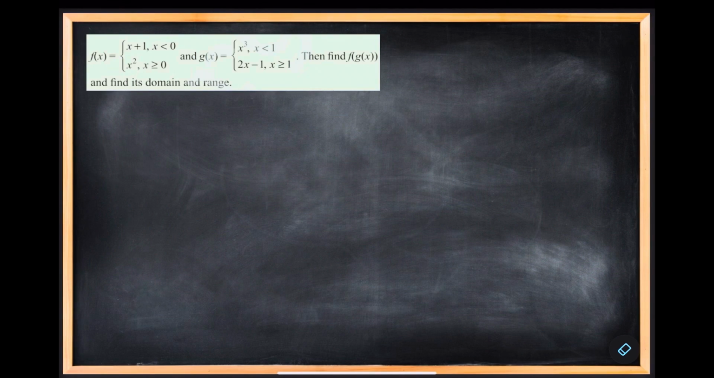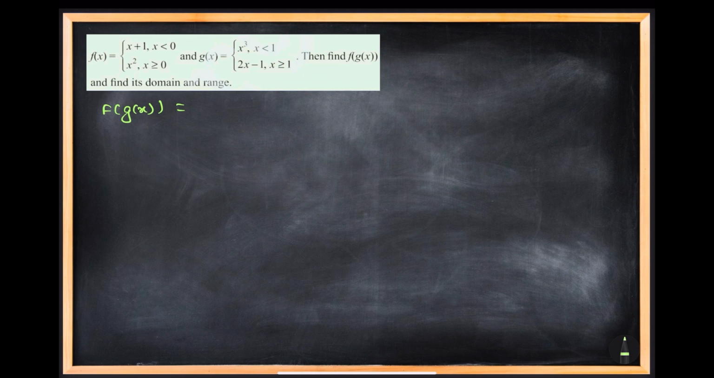Okay, so we got this situation to handle. f of x is this, g of x is this. Then find f of g of x and its domain and range. So look at this, how we will approach these kinds of situations. First we will go with f of g of x. So what does this stand for?